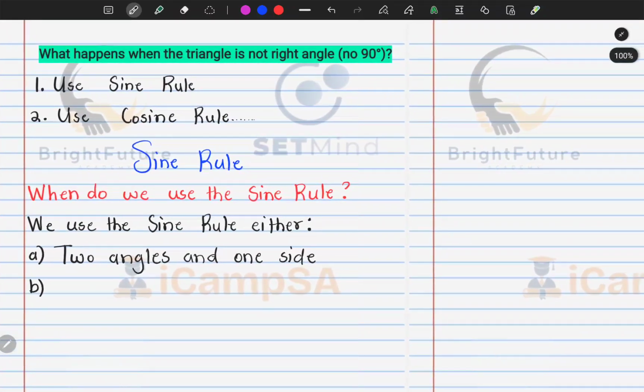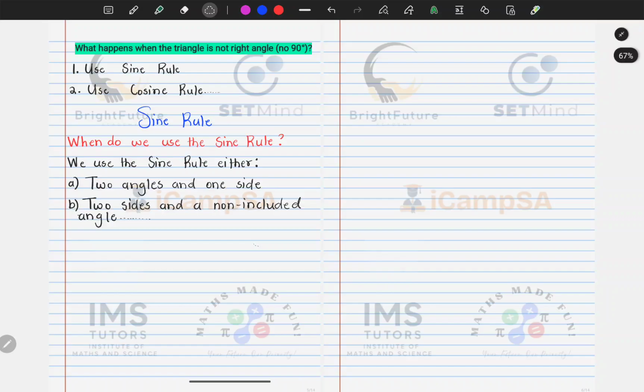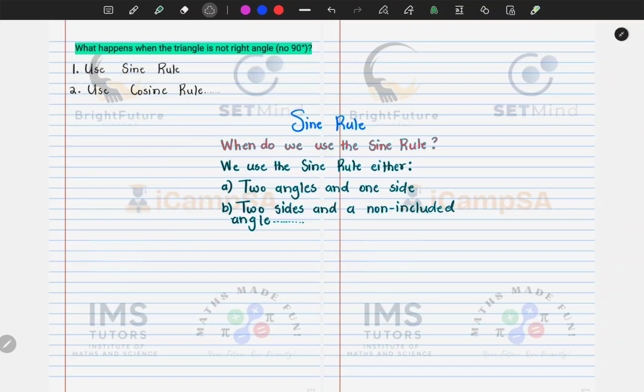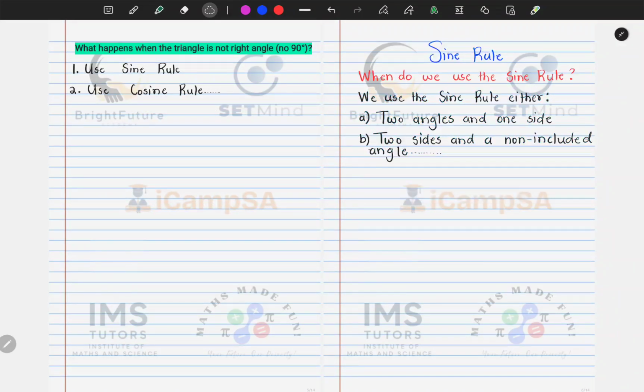Number two, we can use it when we are given two sides of a triangle and a non-included angle. I will explain what a non-included angle means. So we will use it when we have two sides and a non-included angle. Let me draw this for you so that you understand exactly when we use this sine rule.